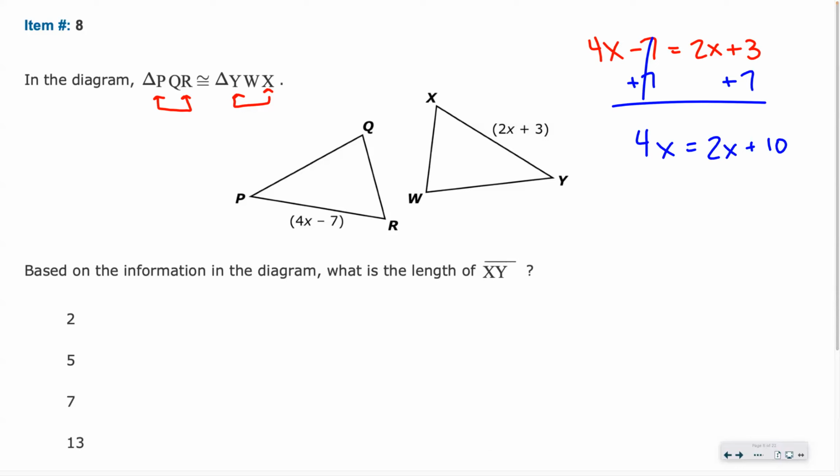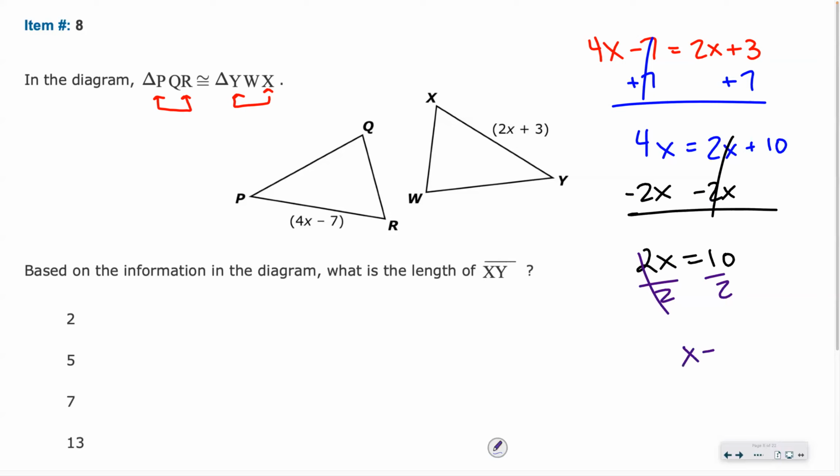If I subtract 2x, we're doing our algebra opposites. So I'm subtracting and cancelling out that 2x. And so 4x minus 2x is 2x equals 10, which means after we divide by 2, 1x will be 5. Now, does that mean that's the answer?